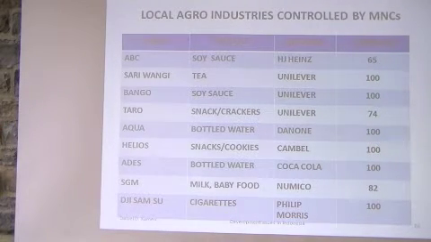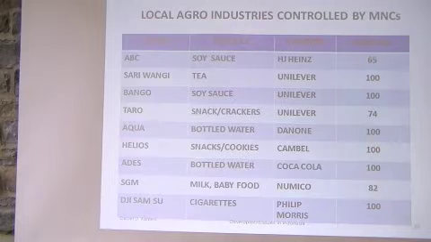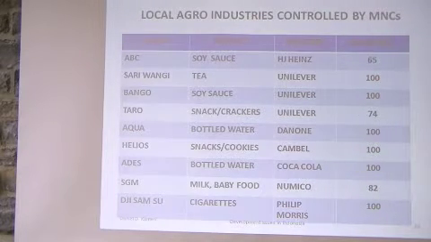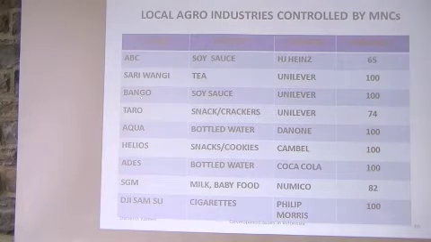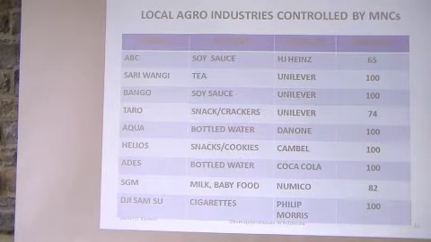Just to show you some examples, these brands here were locally owned. They were originally all from Indonesia. Indonesian entrepreneurs established these companies. ABC produces soy sauce, Sariwangi tea, Bango soy sauce. These all started small, but then they became quite big businesses in the country.